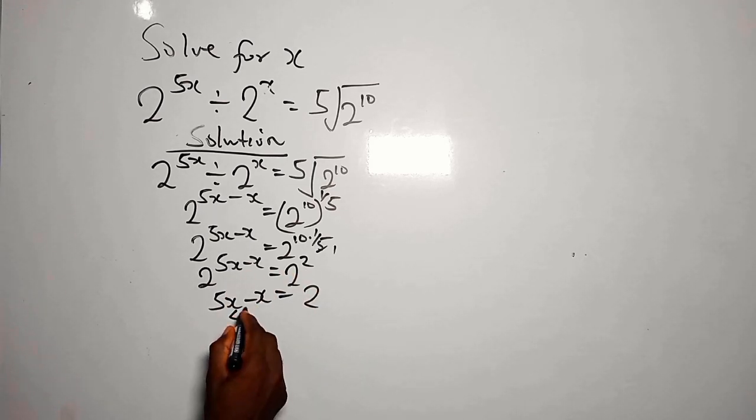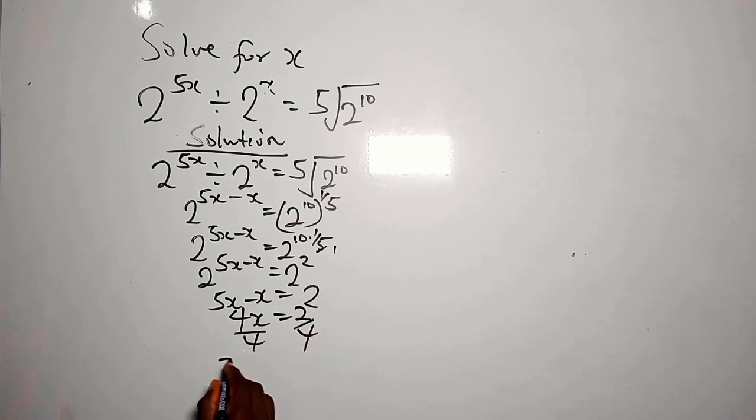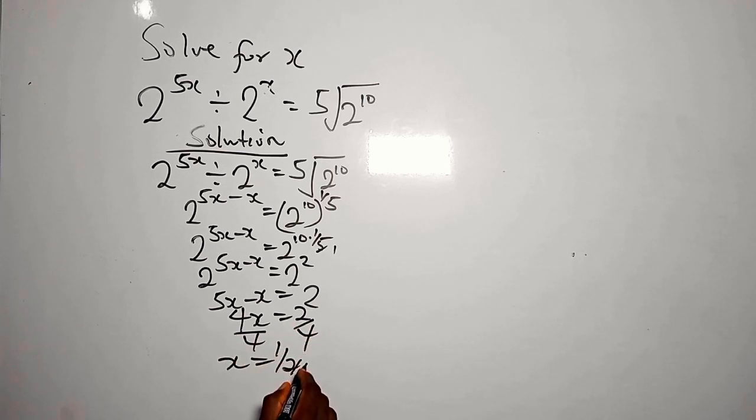So here we have 4x equals 2. We divide by 4, so we have x equal to 1 over 2.